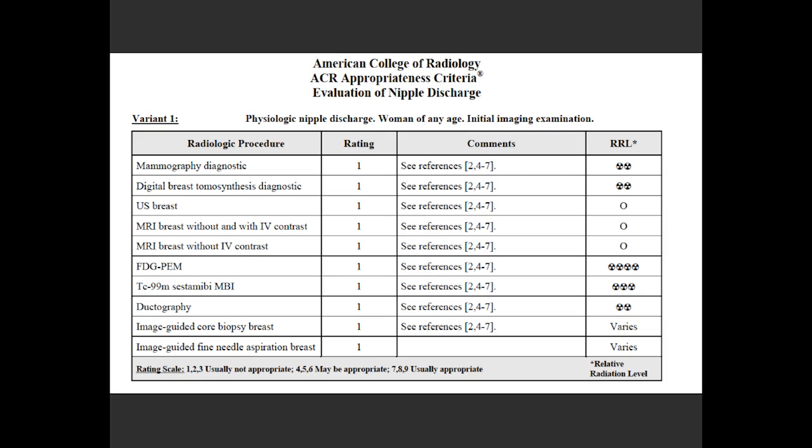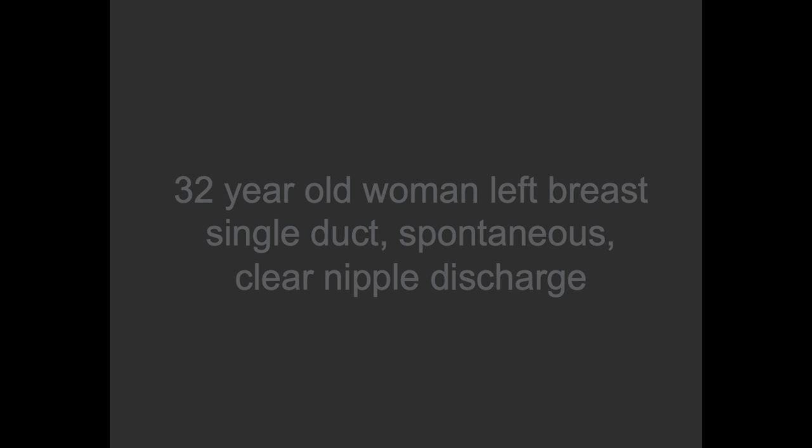So the ACR appropriateness criteria recommends essentially no imaging workup for physiologic nipple discharge. This is, you can see, a woman of any age, physiologic nipple discharge, and every imaging test is given a 1, which is the lowest and usually not appropriate. So moving on to an example of suspicious nipple discharge, this is a 32-year-old woman, left breast, single duct, spontaneous, clear nipple discharge. So she has multiple pathologic symptoms.